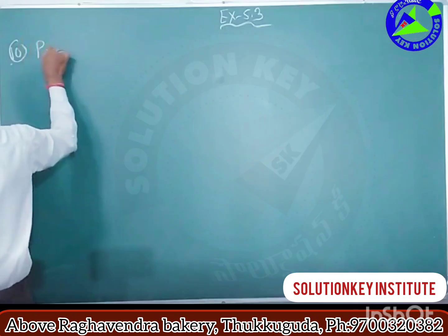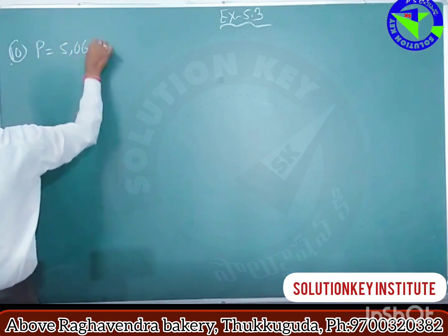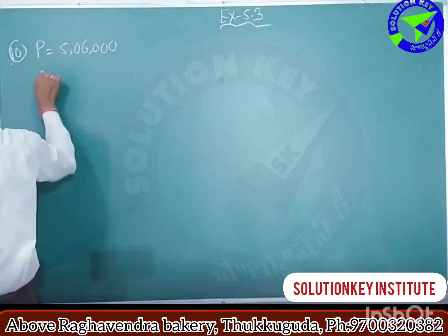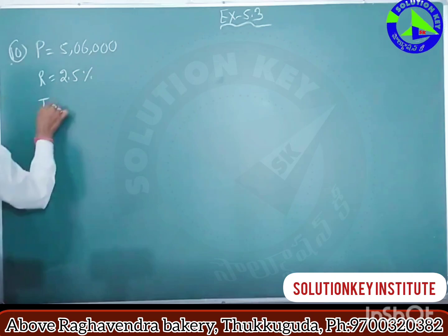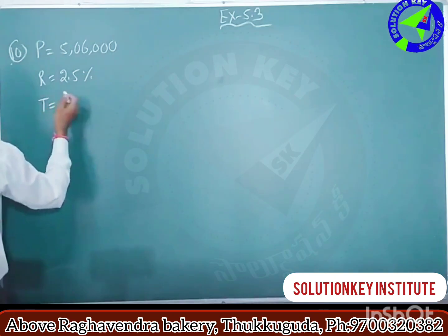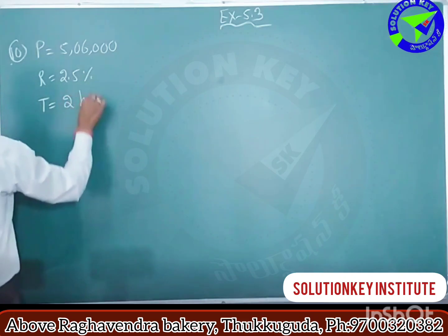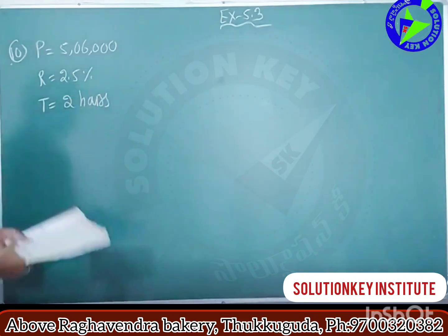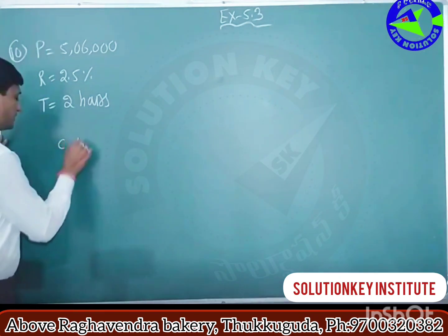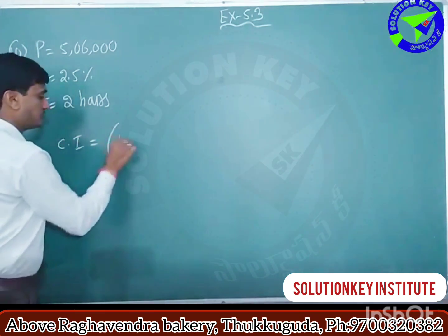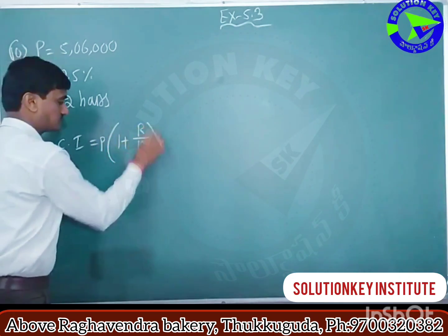So what is the P? P is equal to 5,06,000 and rate of interest 2.5% and time is equal to 2 hours. So simplify this. How compound interest, CI is equal to P into 1 plus R by 100 whole to the power of n.